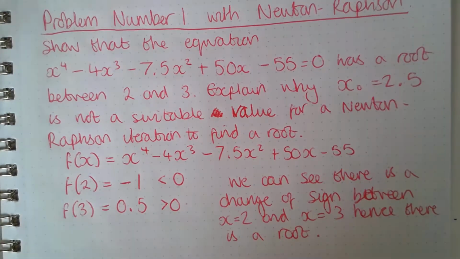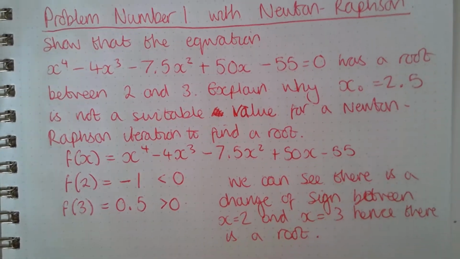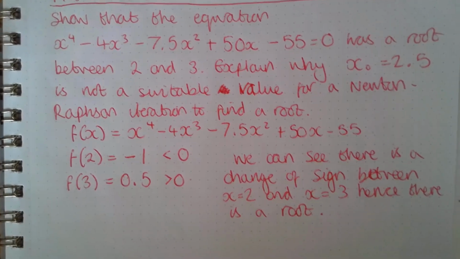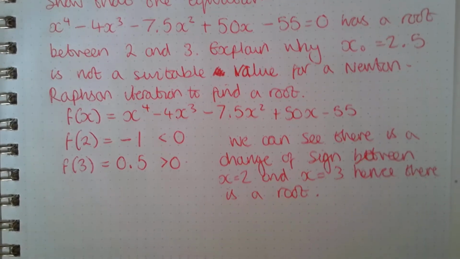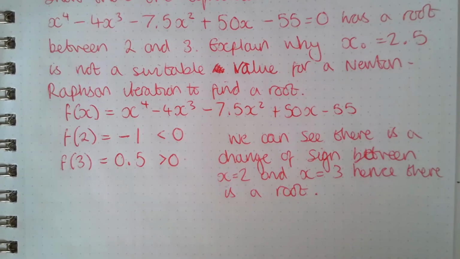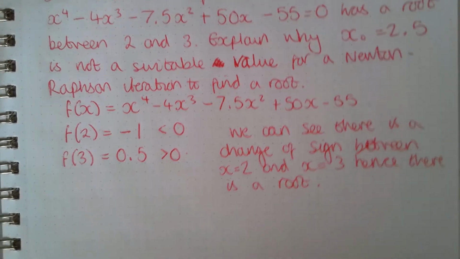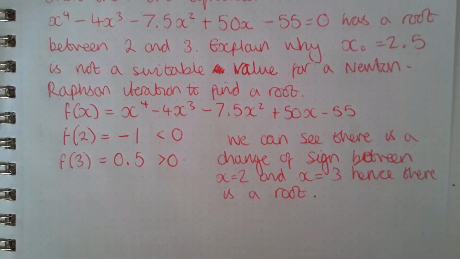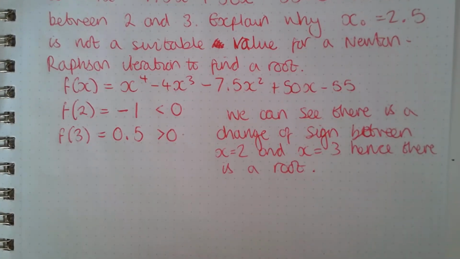Okay, obviously there's problems with change of sign as well, but this graph is continuous, okay, so we don't have that problem. And then our second part of the question is explain why x naught equals 2.5 is not a suitable value for a Newton-Raphson iteration.